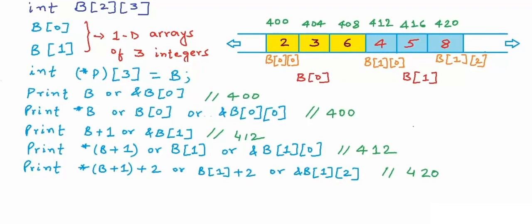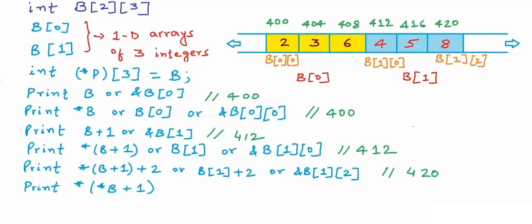Let's do one more print. If you can get this one right, I can say that you're good at working with 2-dimensional arrays using pointers. What will be the output for this expression? *(*(B plus 1)). What will be the output for this expression?